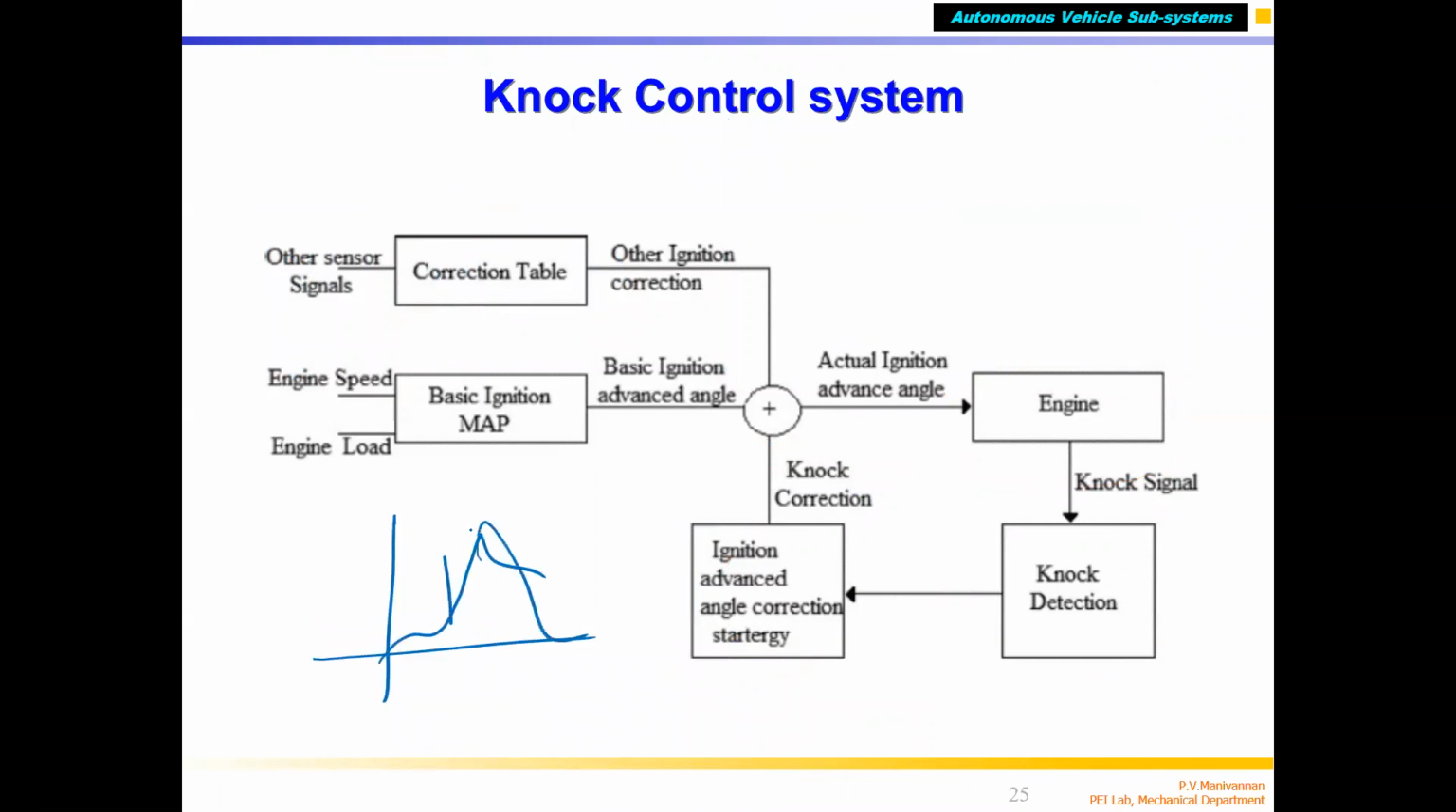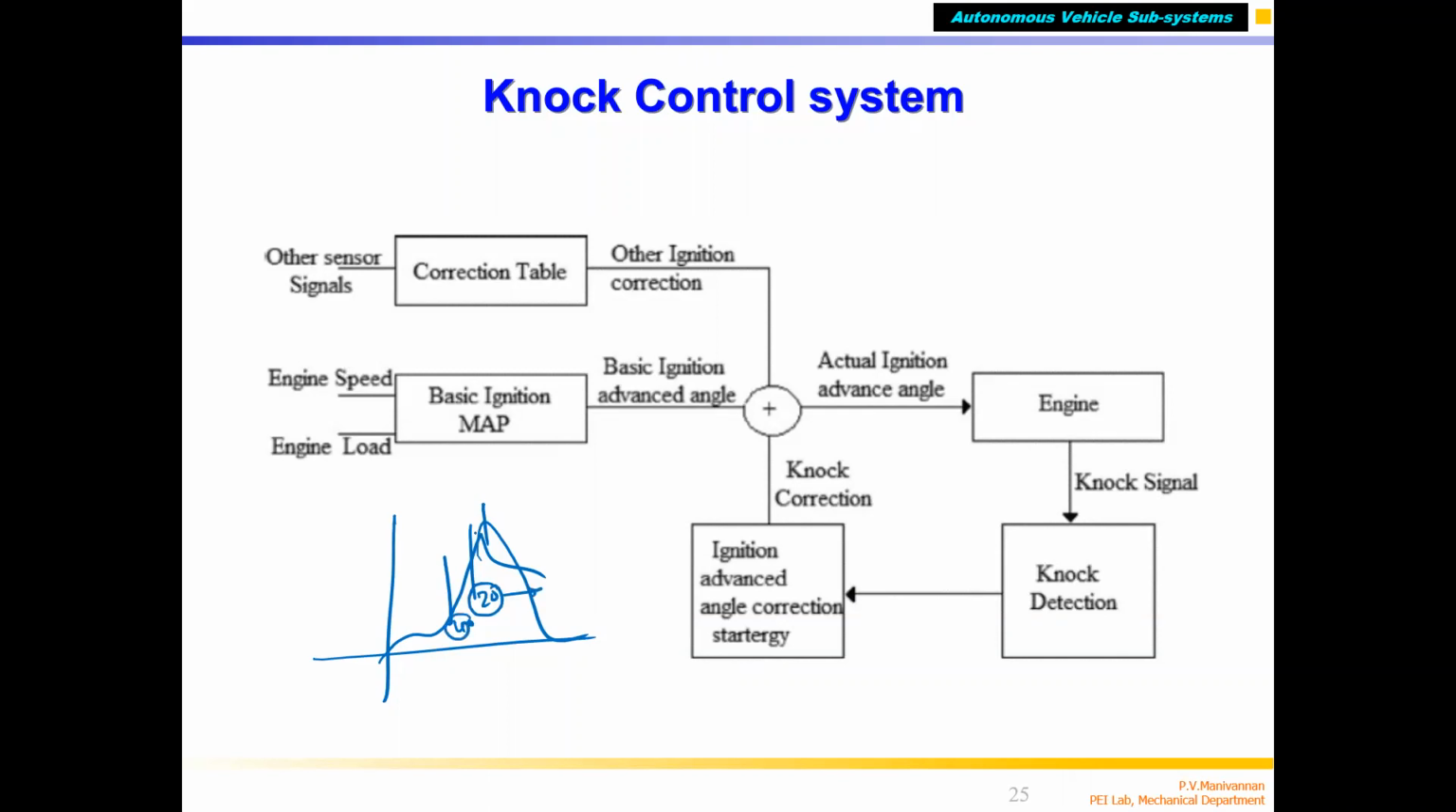So you have to give it within the region. It could be 40 degrees before TDC, or 20 degrees before TDC. If the engine is running at slow speed, 20 degrees is sufficient because the piston is very slow, and you have sufficient time for the fuel to burn. If the engine is running at a higher RPM, you have to give much more advance. Why? Because the piston is moving fast.